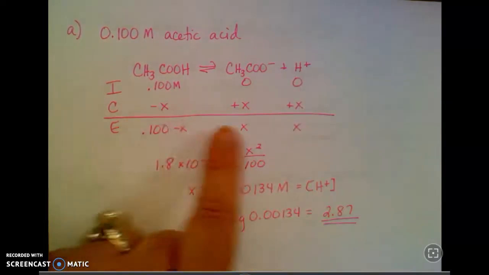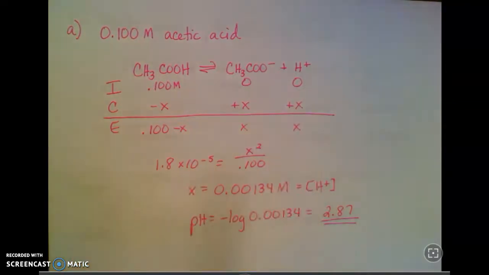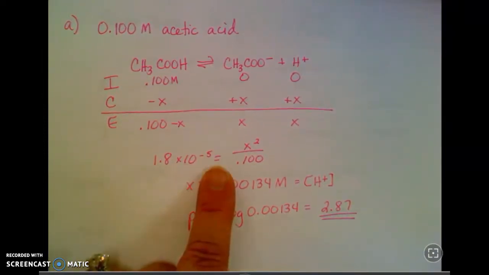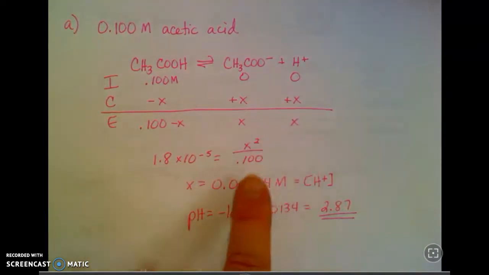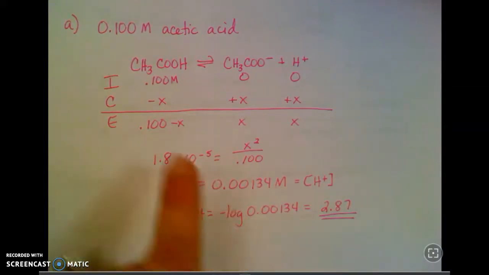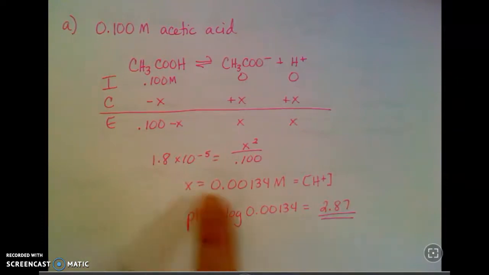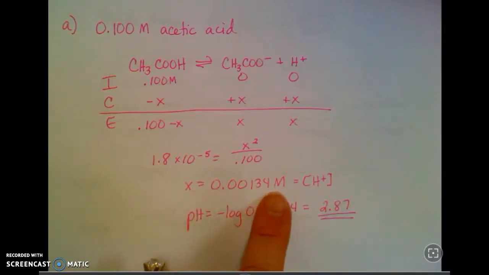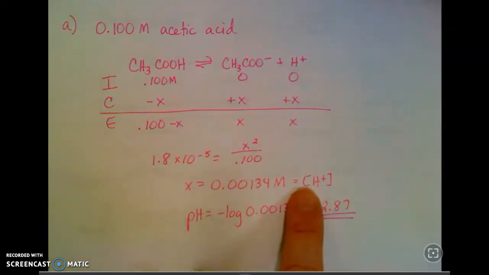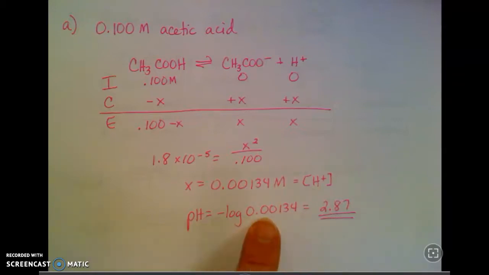I start out with 0.1 molar, minus X, plus X, plus X. Again, that same calculation that you've done over and over and over. So I take the Ka for acetic acid. I set that equal to X squared, because those are my products, over 0.1. I'm going to try to ignore that X, which works out just fine for this one. And when I solve for X, I get 0.00134 molarity. That X, again, is my hydrogen ion concentration. So to find the pH, I just take the negative log of that molarity and get a pH of 2.87. Not too bad.